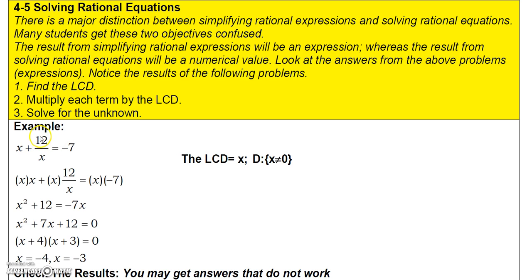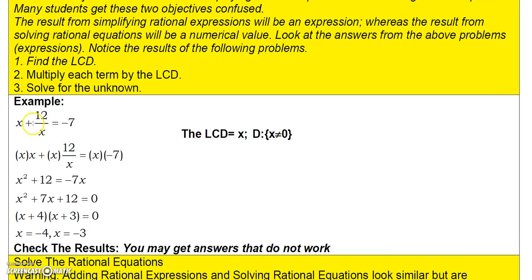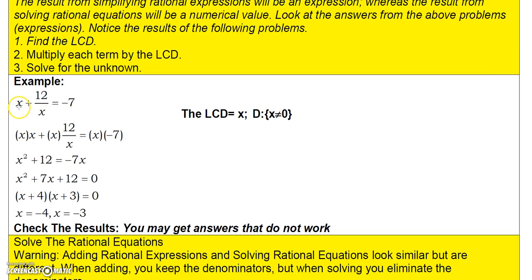So let me show you what I have here. Now right here I have an equation: x plus 12 over x equals negative 7. Well, I know that the x term's denominator is 1 and the negative 7's denominator is 1. So the lowest common denominator would simply be the denominator of the fraction, which is x. And I'm making a note here to remind you that x can't be 0, because remember, 0 is not in the domain of this equation.